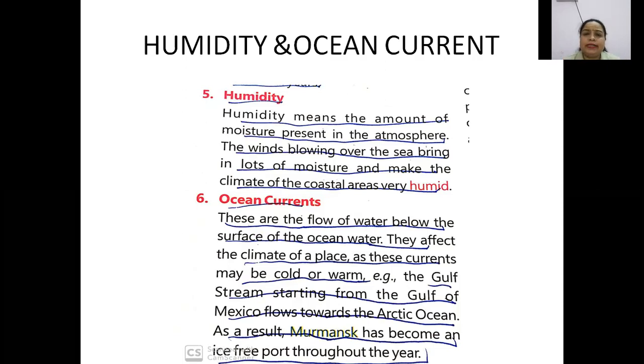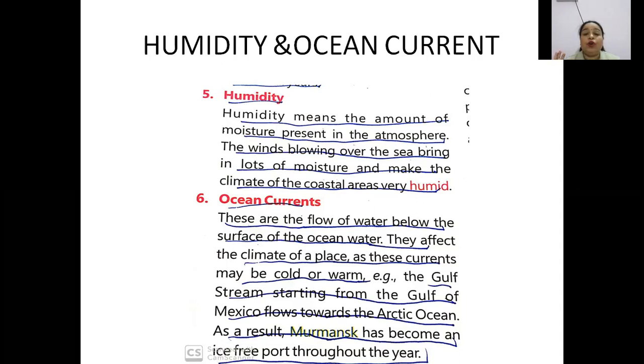Okay. The next is humidity. Now please understand the concept. What is humidity? Humidity means the amount of moisture present in the atmosphere. If air has more moisture, it will be more humid. If a particular air has less moisture, it has less humidity. Understood? So, what is the concept of humidity? Humidity means the amount of moisture present in the air. The amount of moisture present in the air is called humidity.